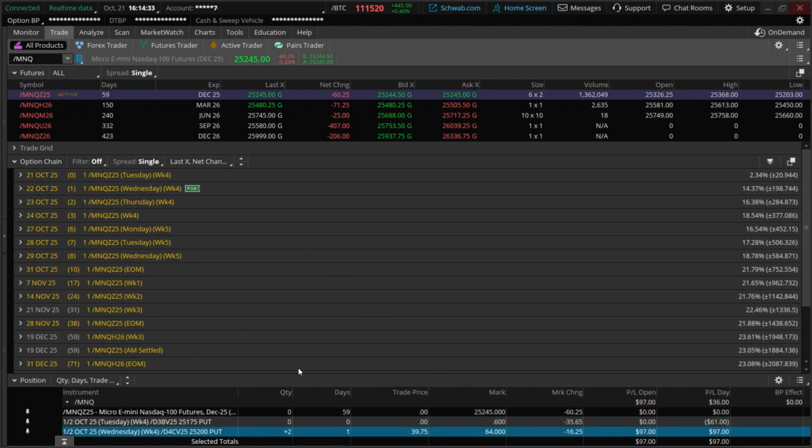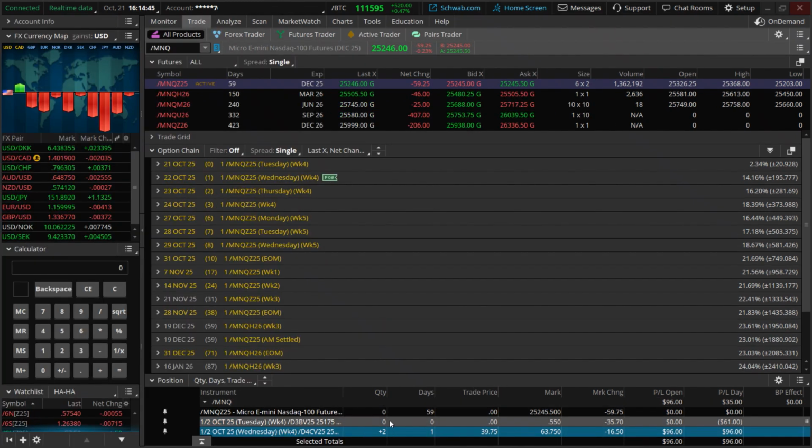Now, the last thing I want to touch on is what the cost was for those 2 contracts. So here in the description it says 1/2. So 2 is the multiplier for this specific product. So to get the cost for those 2 contracts, I need to take my entry price of $39.75 and then multiply that by 2. So that means each option contract, it's actually valued at $79.50.